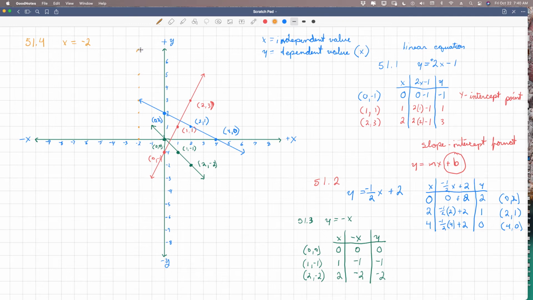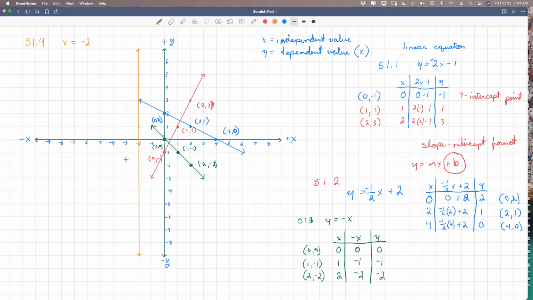So what that means is we don't have any points to map. All we have is a line to draw. We get a straight line. Let me make it straight. This is not quite straight. We map our line straight up and down on the -2s. That's it.